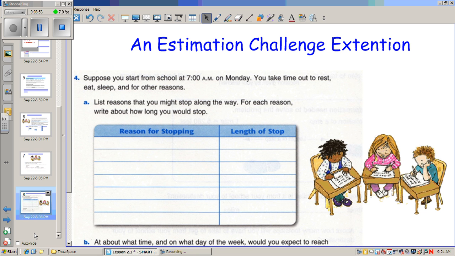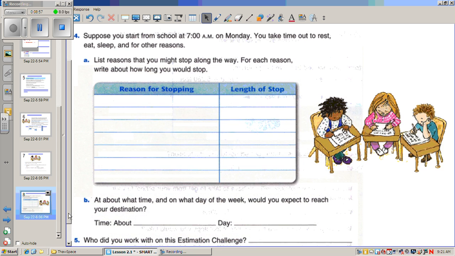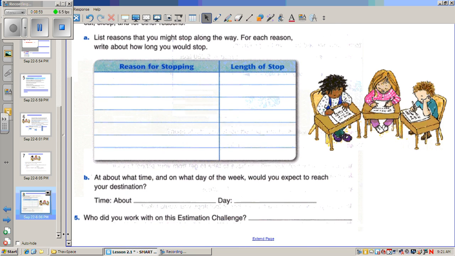Now I want you to think about it in terms of what if we went on a further trip? Let's say we went to the Mall of America, for instance, from Bel Air. Now we need to think about why we would stop. What would be some reasons that we would stop? And how long do you think we would stop? Okay, so we're going to work on this in class on Tuesday.